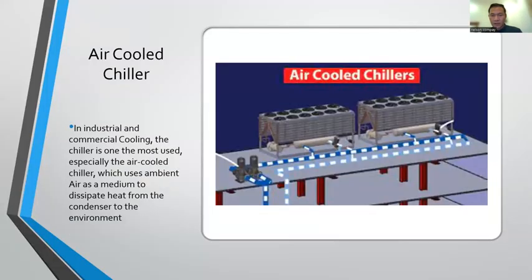So let me introduce you first about the air-cooled chiller. So in industrial and commercial cooling, the chiller is one of the most used, especially the air-cooled chiller, which uses ambient air as a medium to dissipate heat from the condenser to the environment.